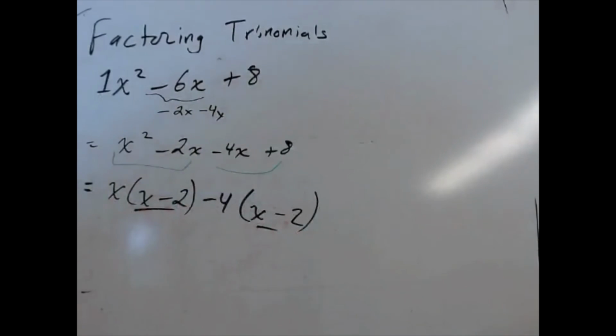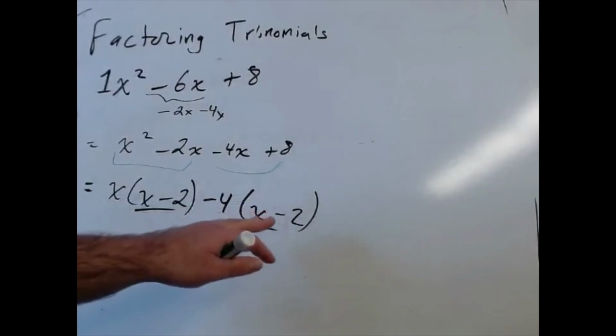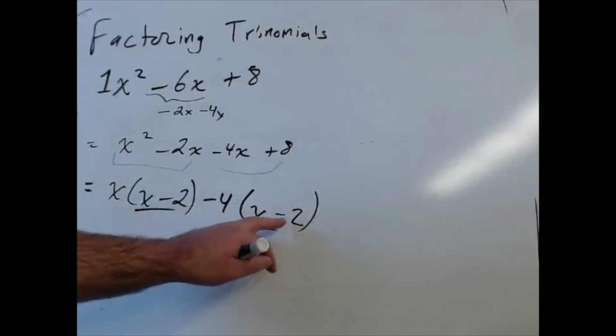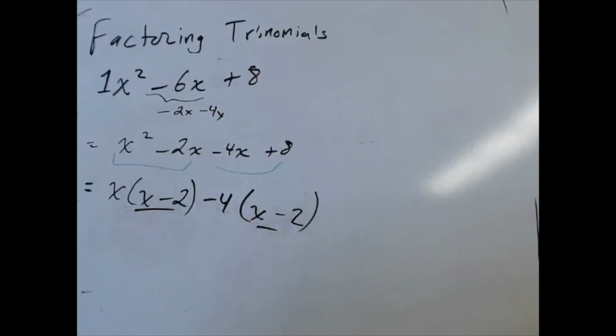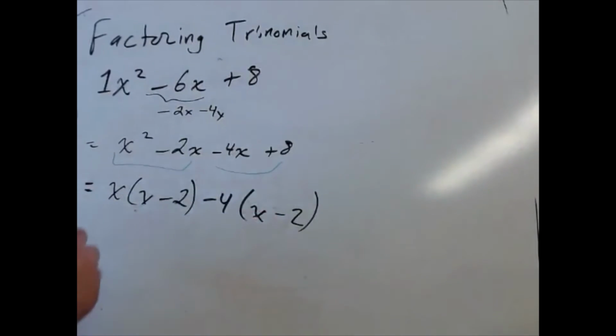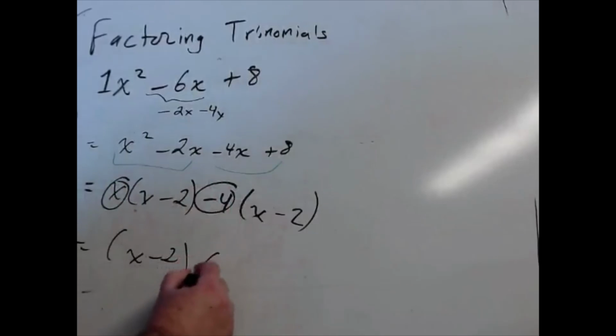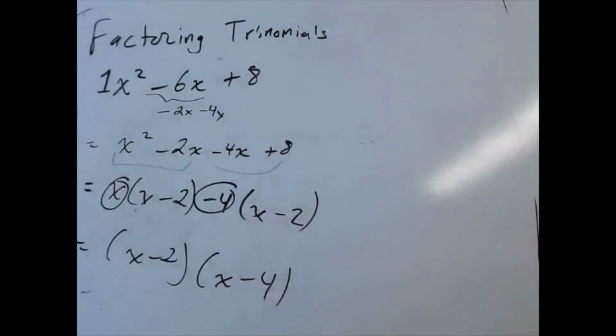If I had put a positive 4 here, the signs in this bracket would have been opposite of each other, so this would have been negative x plus 2, and my brackets wouldn't have been exactly the same. There is a way that you can deal with that, but I just find it easier to take out the negative common factor right there, so that now I don't have to worry about it anymore. Now I can see I've got my common factor of x minus 2. And then when I cover up the x minus 2, I've got x minus 4 as my other factor. And that's how you factor trinomials.